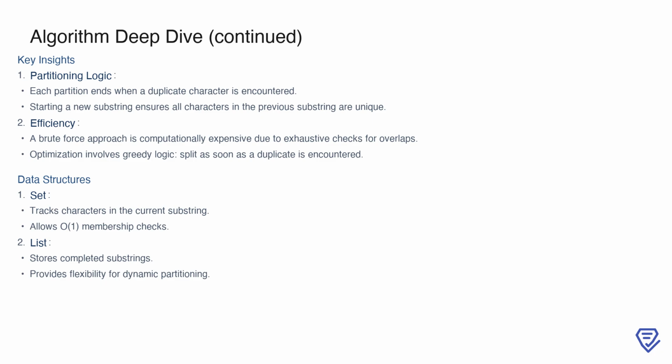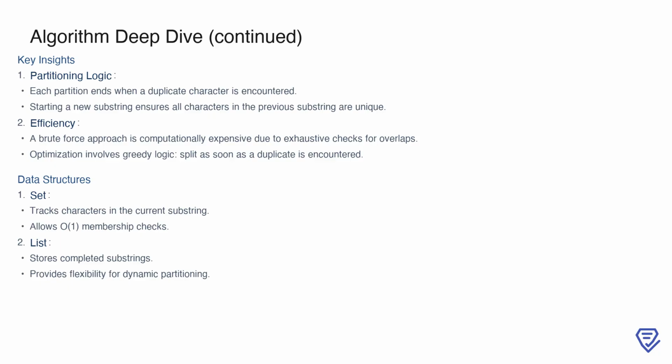Several key insights drive the logic behind partitioning. The primary idea is that each partition ends as soon as a duplicate character is encountered, ensuring that all characters in the previous substring remain unique. Starting a new substring at this point guarantees no overlaps. While a brute force approach examines all possible partitions, it is computationally expensive due to repeated overlap checks. A more efficient solution uses a greedy strategy, splitting the string immediately upon encountering a duplicate.